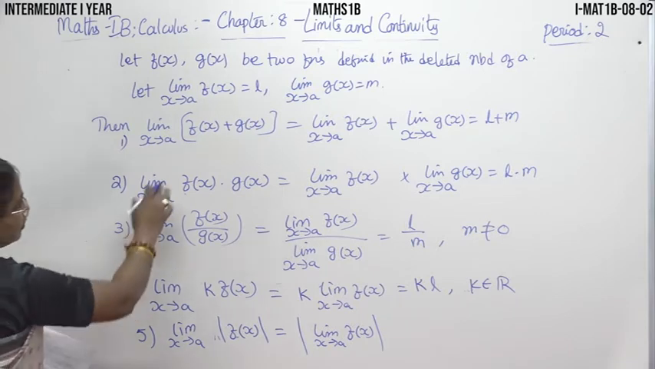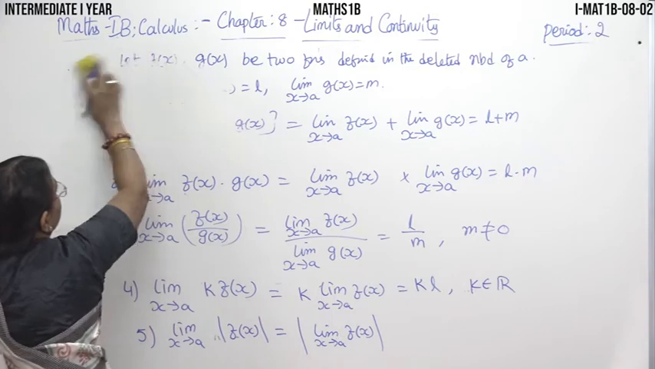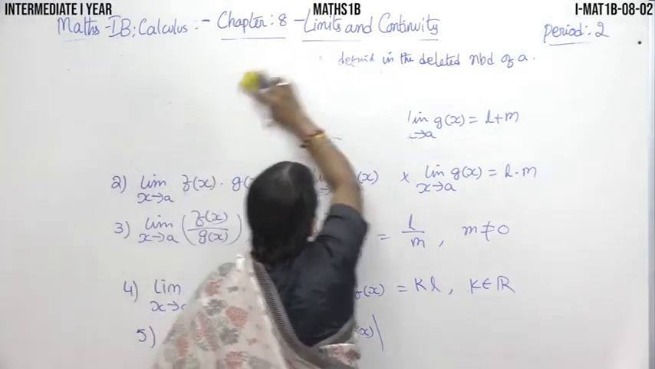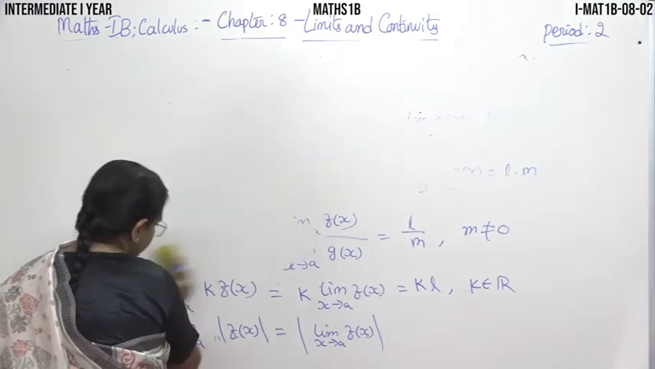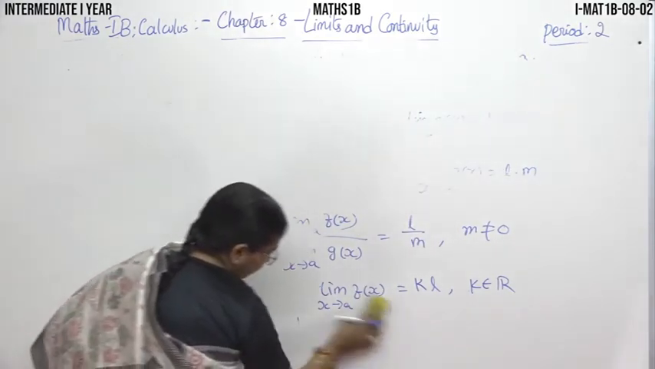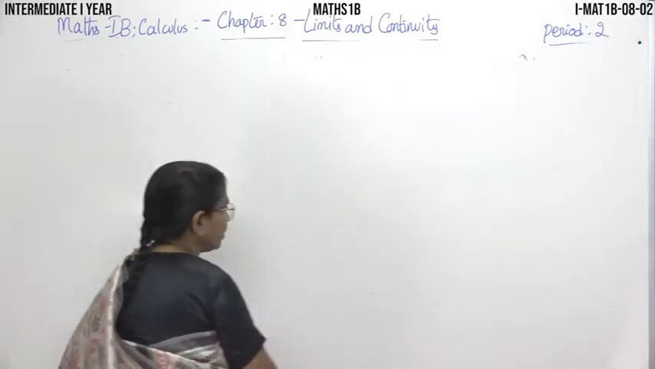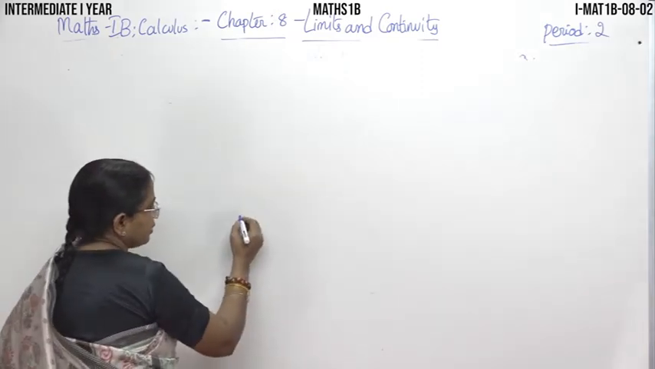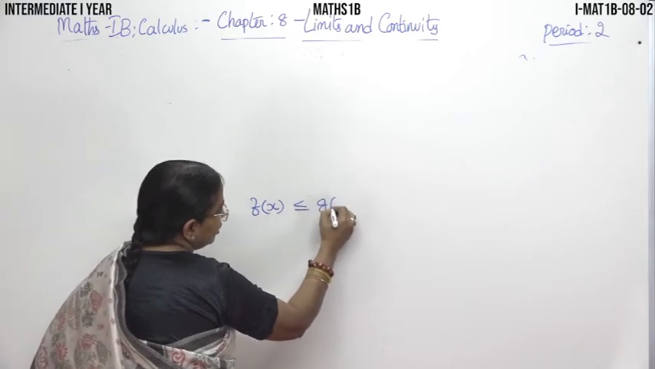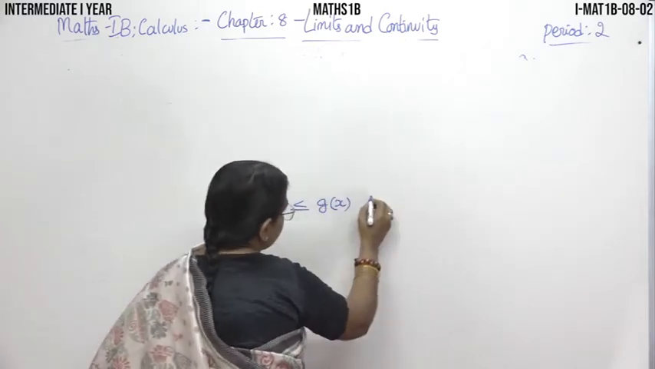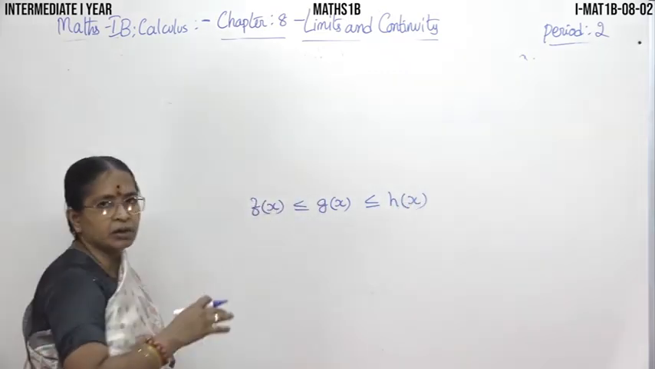So addition, subtraction again same, L minus M like that. Multiplication, division, and then next we have one theorem called the sandwich theorem. So this is again very important for 2 marks. You may be asked to write the definition. We will be doing 1 or 2 problems based on this theorem. It says like this. Suppose that f of x is less than or equal to g of x is less than or equal to h of x, where x is the common element in all the 3 functions.